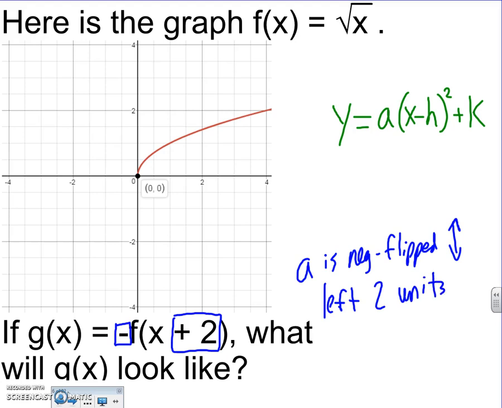So all I do is do that to my picture. From the starting point, 0, 0, I'm going to go left 2. I'll start here. Instead of going up, I'm flipping it. I'm making it upside down. It looks like this. There's my picture. I just flipped it upside down and moved it left 2. And that's it.